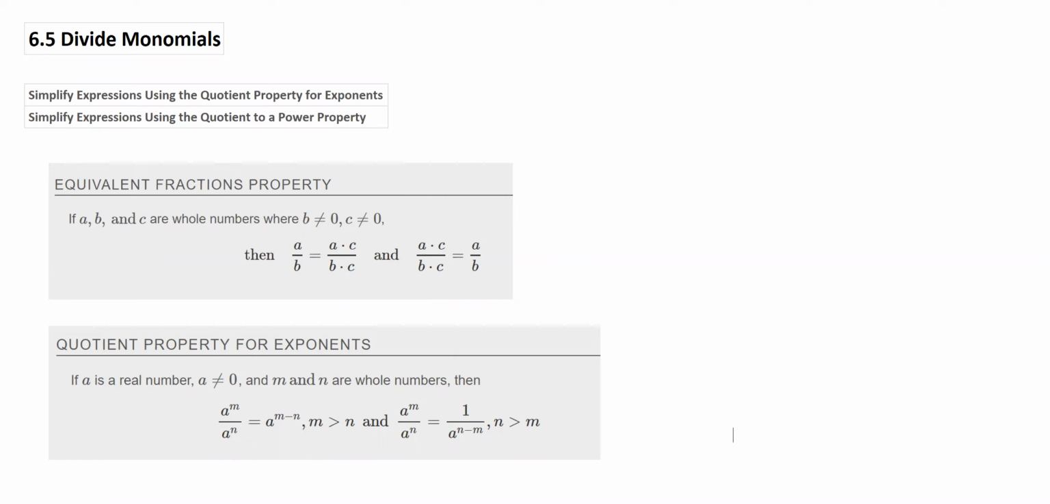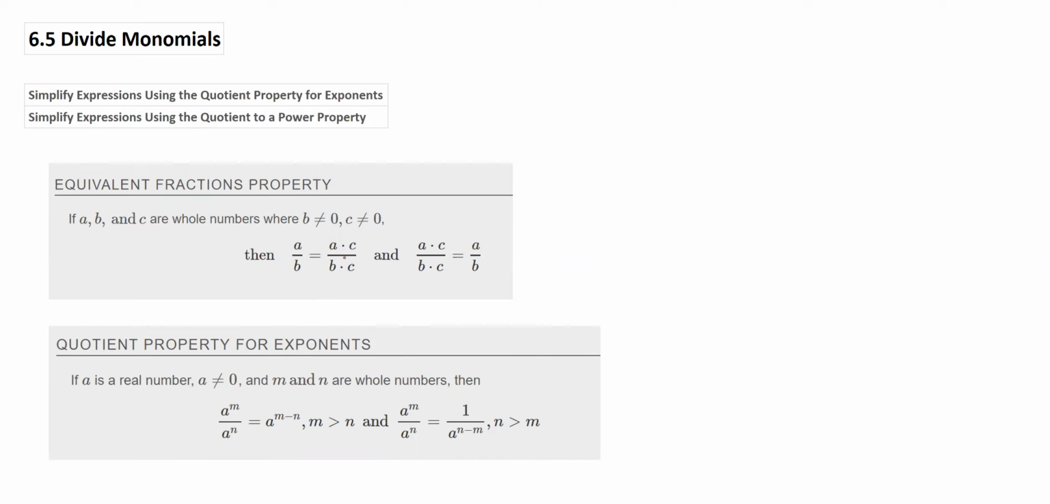To begin with, let's have a quick refresher on the equivalent fractions property. You've learned this in Math 80. We also looked at this in Chapter 2 when we began this course. If you have A over B, you could multiply the same factor up and down, and it will not affect the value of A over B.